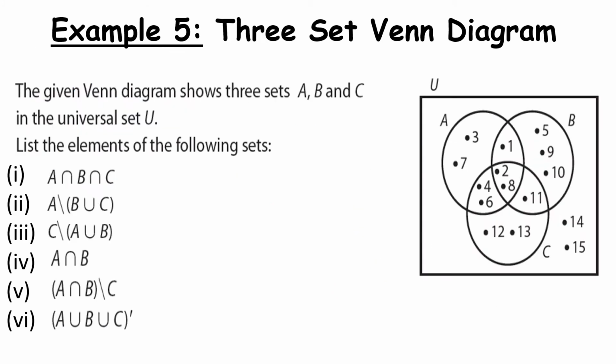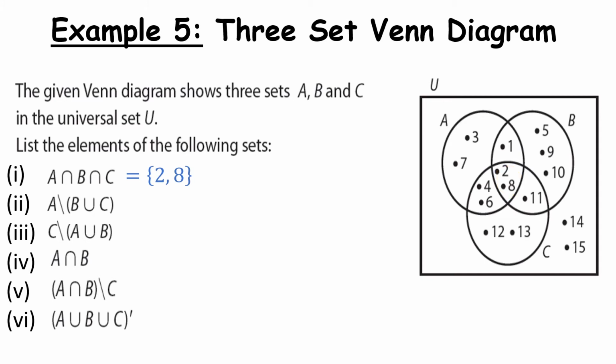Example 5. Let's look at a 3-set Venn diagram. So in this, we have set A, set B, and set C. So 3-set Venn diagrams create a lot more areas, so they can be a little bit more complex to work with. So the first question we're asked is list the elements of A intersection B intersection C. So where all 3 intersect, which is this very middle bit here. So the elements are 2 and 8.